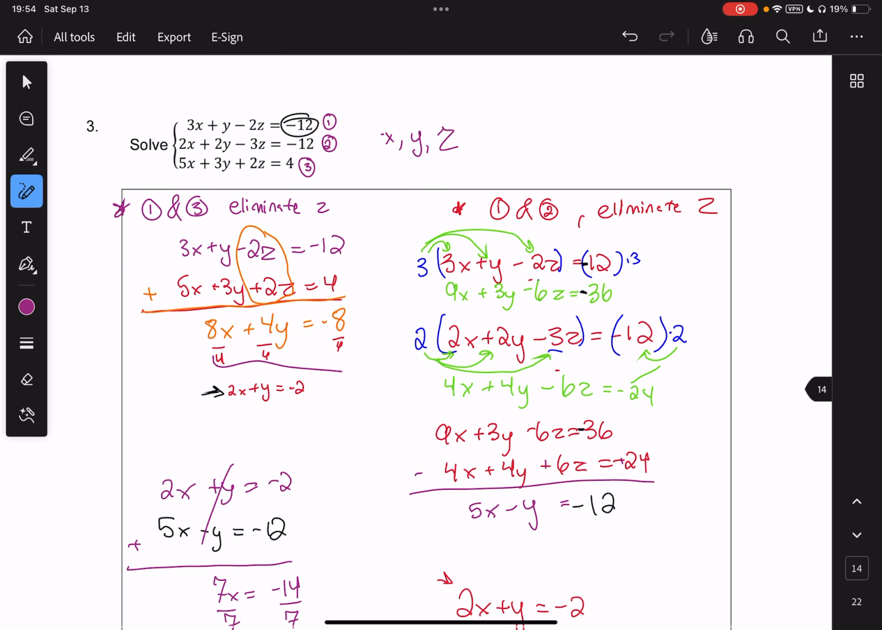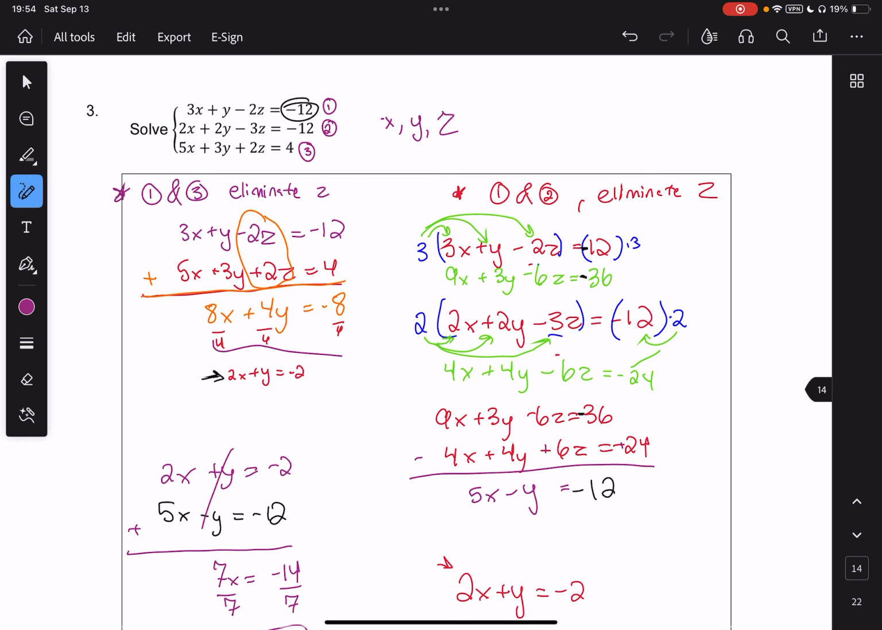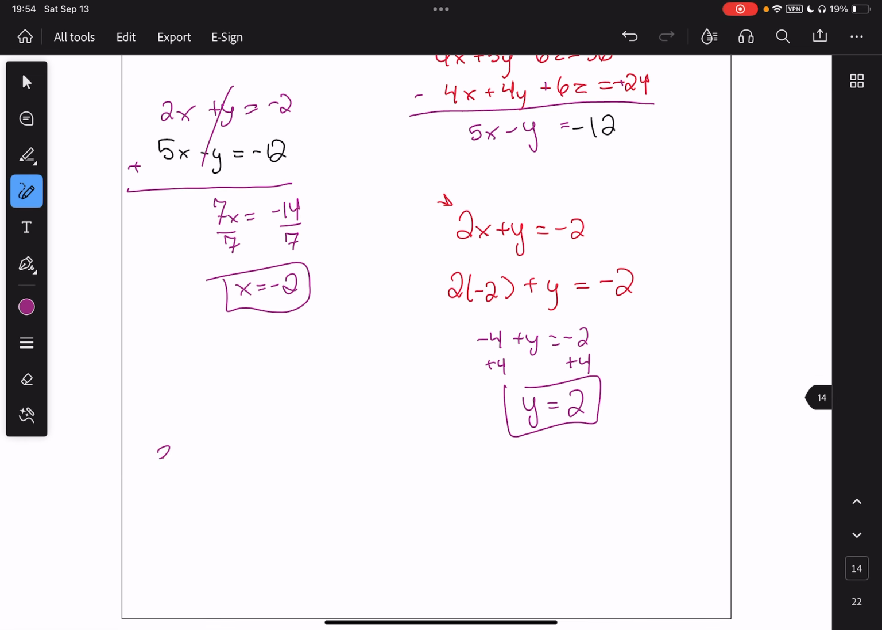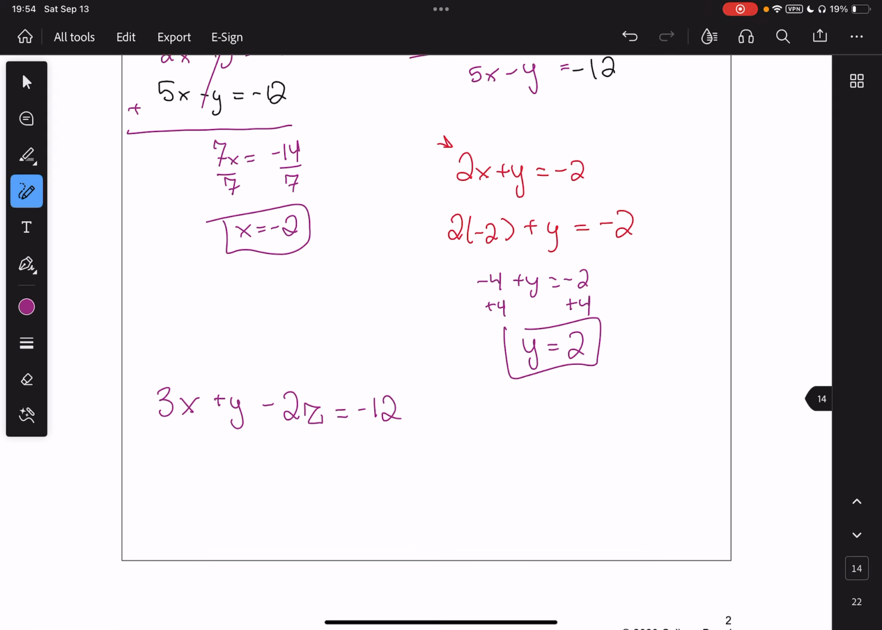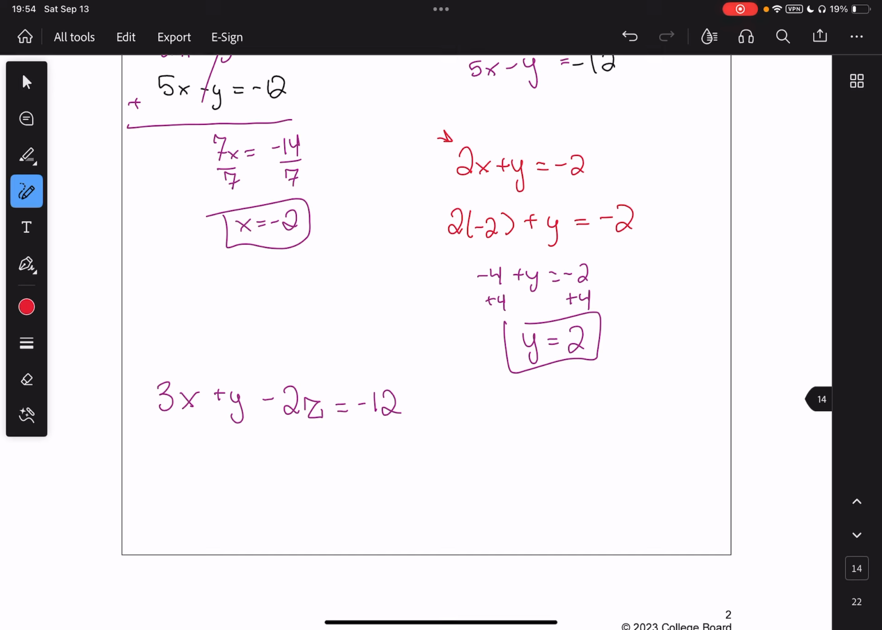So let's pick one of our original equations, 3x plus y minus 2z equals negative 12. So we have our x. We said that our x is negative 2. We have our y, which we said is positive 2. Now we're trying to solve for z. So 3 times negative 2 is negative 6, plus 2 minus 2z is equal to negative 12.